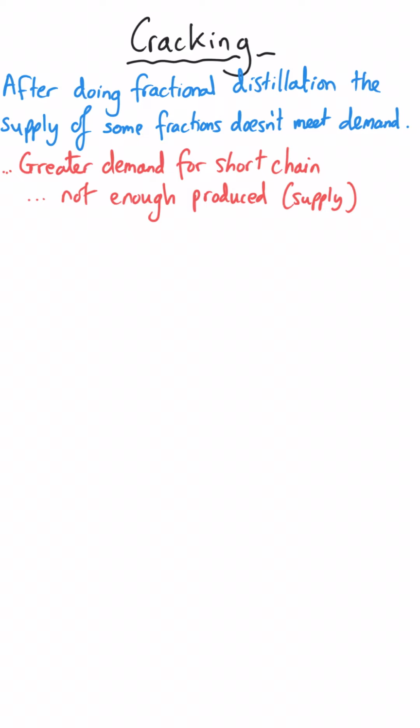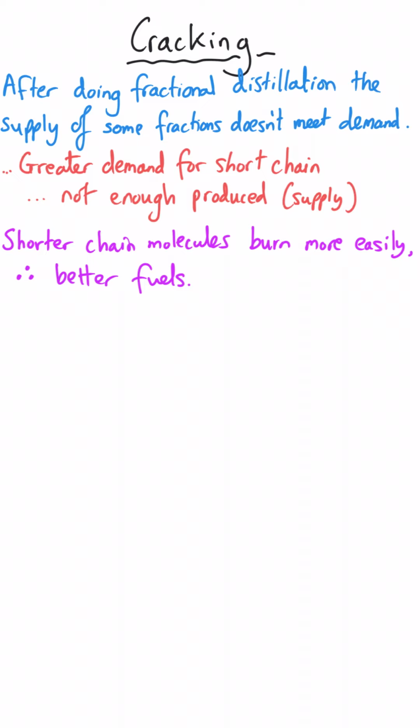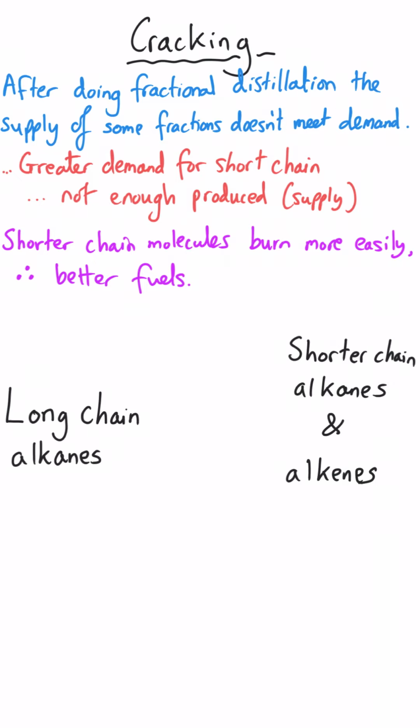The shorter hydrocarbons burn more easily and they flow more easily, and as a result, amongst other things, this makes them more useful fuels. So when we have a surplus of the long chain hydrocarbons, what we end up doing is processing them and converting them into shorter chain hydrocarbons, and that is the process called cracking.